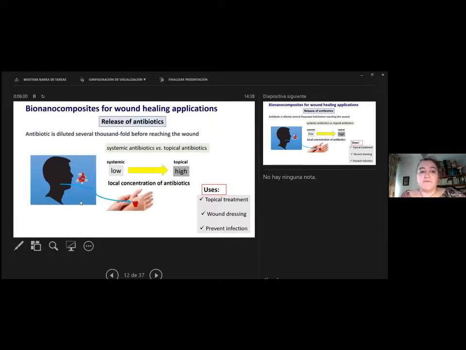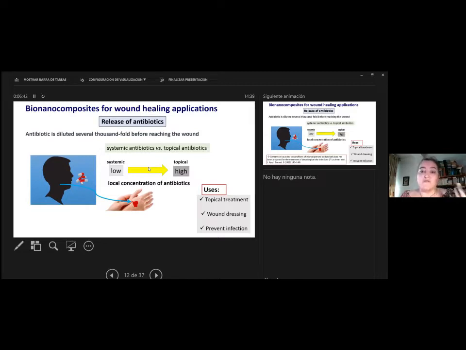One thing we have to keep in mind is that when we use bionanocomposites in drug delivery for treatment of skin disease or skin wounds, the application is different than when we have a typical drug delivery system for oral drugs. In this case, because the treatment will be topical, we need to be aware of the local concentration of this bioactive principle, in general, for instance, antibiotics, because when we treat the skin we need very small amounts.